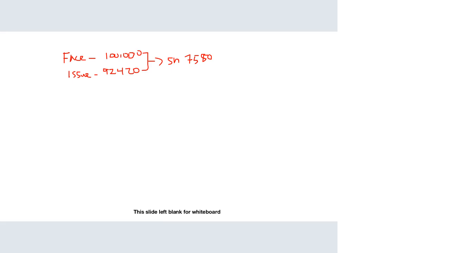So this difference here, the 7,580, represents the discount on the bond. It is a discount because the face value is higher than the issue price of the bond. So the investor has paid less than the correct value of the bond. So I think that is clear.